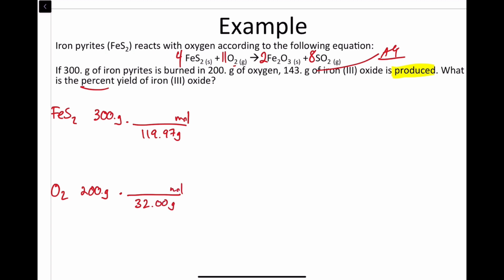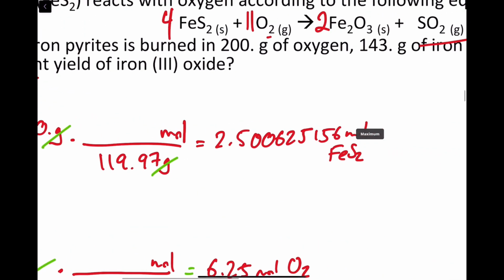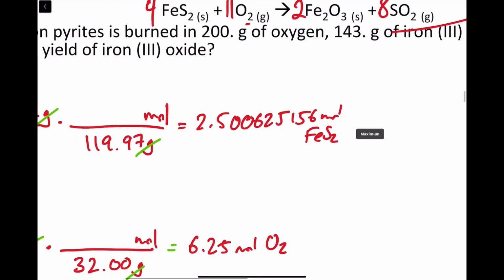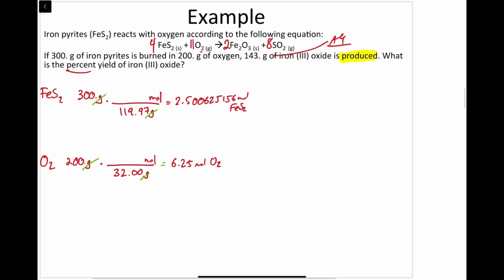Okay, so if we do this calculation, what we're allowed to do is we can cross out our grams in both cases, and we're going to be left with moles, which is awesome, which is what we want. And we get 2.500625156 mole of FeS2. Cool. Now here we get 6.25 mole of O2. All right, so this is how much we have. Recall that we can say that we have 300 grams of FeS2, which is the same as saying we have 2.5 moles. It's just a different kind of currency, right? So one's in grams, one's in moles, but we have both of these. Now, next thing that we want to do is we want to compare.